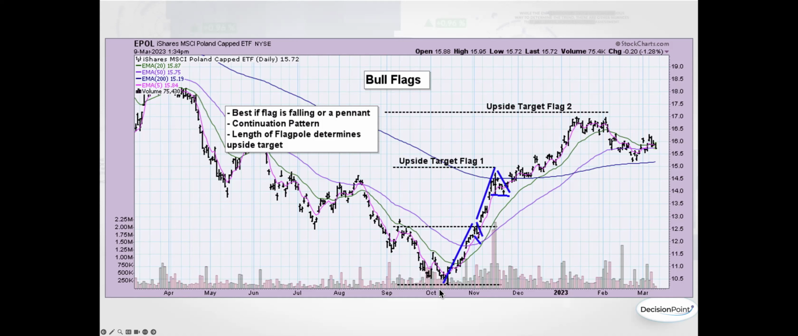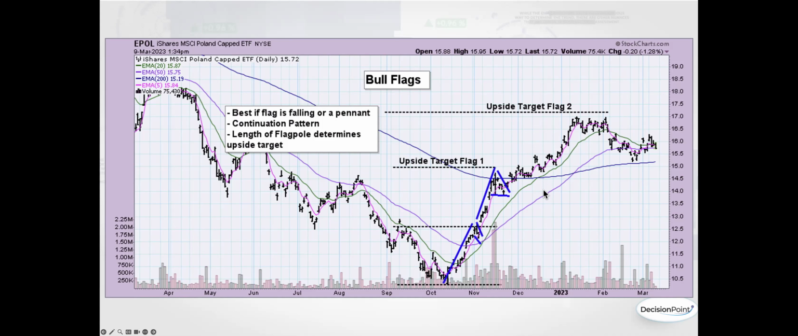This particular one isn't really a continuation. It's kind of coming off of a decline, but it's continuing the flagpole. So that's why it's considered a continuation pattern, not a reversal pattern. These patterns are going to come in the middle of a move, and that's what you're looking for.